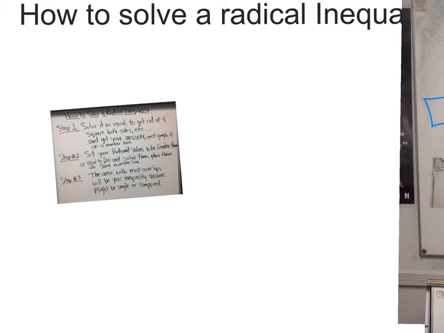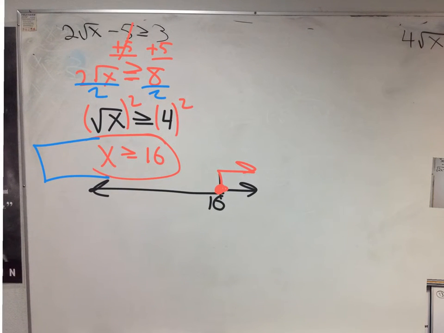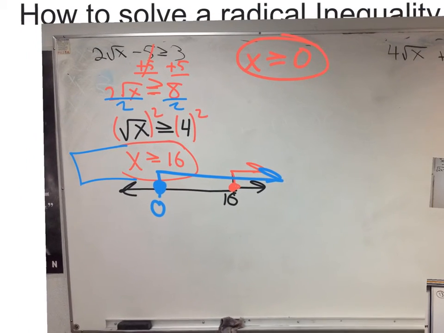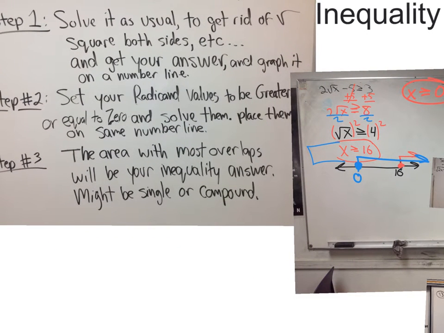Okay, so if I do set my radicand values to be greater than or equal to 0, what is my radicand value? It's x in that case. So if I take that x and say x is greater than or equal to 0, and then I solve it, well, I mean, it's already solved. I need to graph that. If I take a look at what that looks like, here's 0, and greater than or equal to 0 is to the left. And if you take a look at the instructions again, it says step 3, the areas with the most overlaps will be your inequality answer. It might be single or it might be compound.